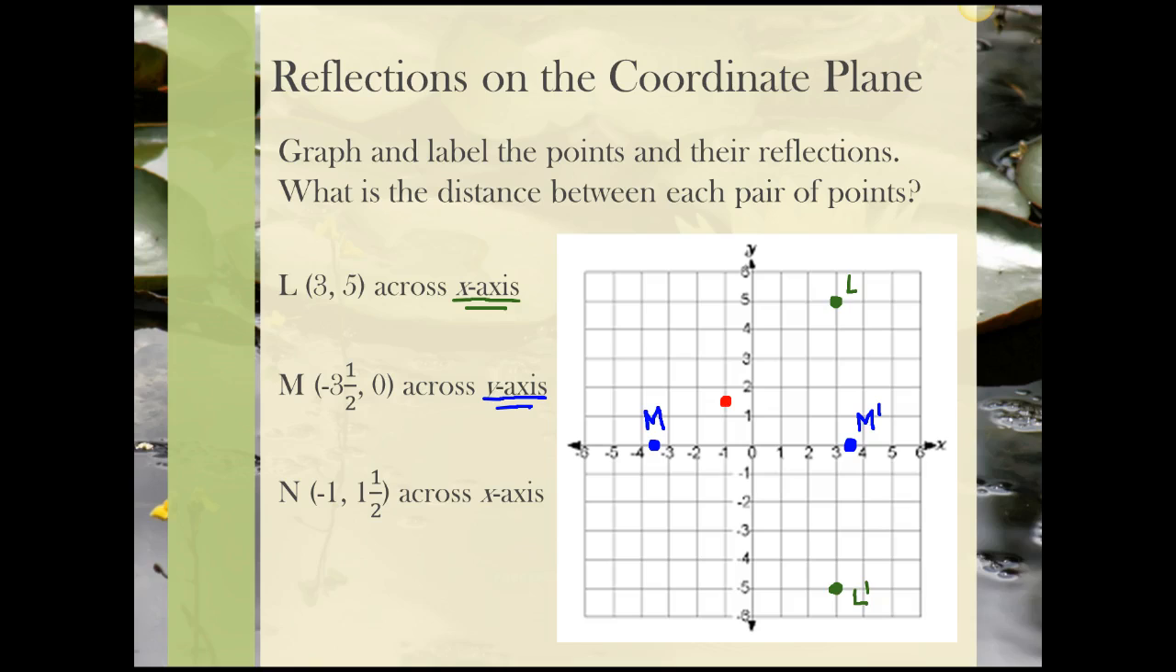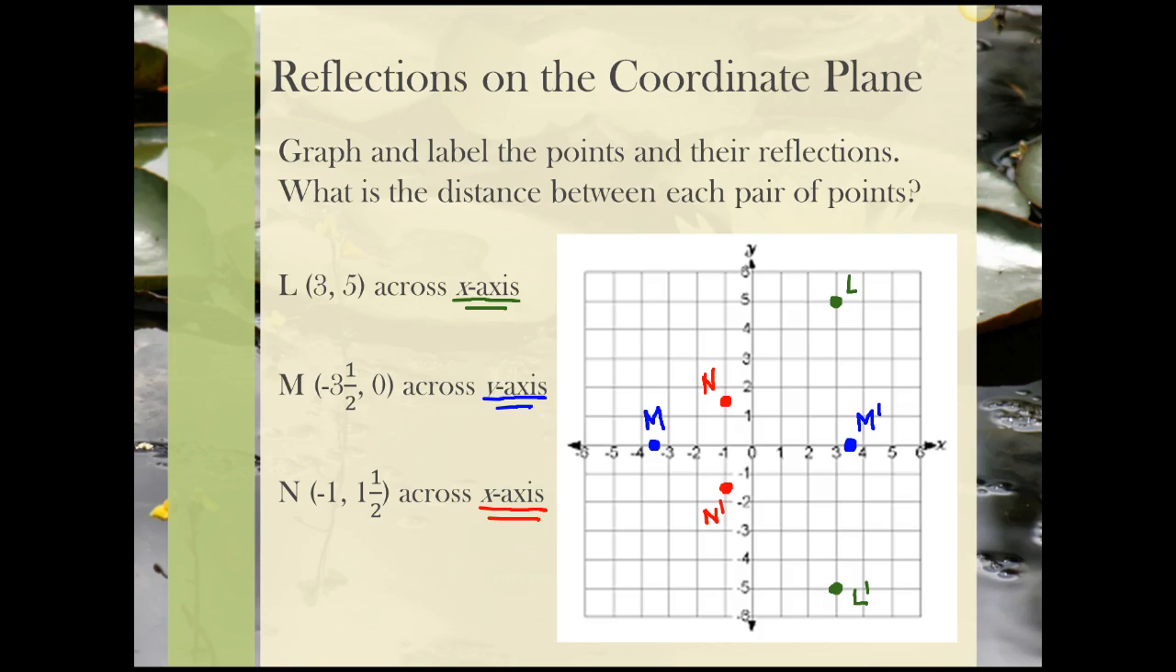We've been asked to reflect this point across the x-axis, so that means we'll end up in quadrant 3. We'll go -1 and then down 1 1/2 units. We'll put our dot between -1 and -2 right on the line there, and we'll mark that as N prime.